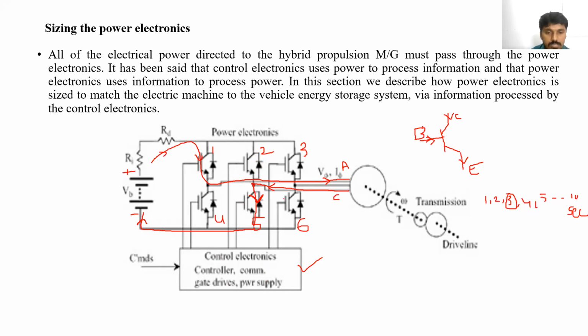Accordingly, the control circuit generates the signals for the base terminals of these transistors. If we are using thyristors, we need to generate gate pulses. Clear? That depends upon the switches. Based on this turn on and turn off, the output power will be controlled.